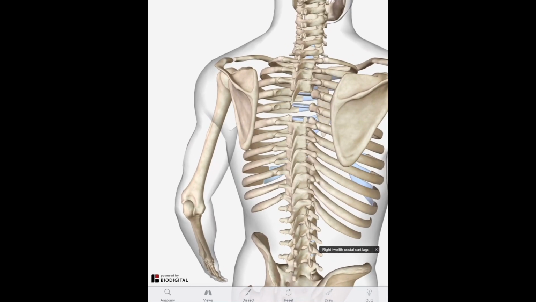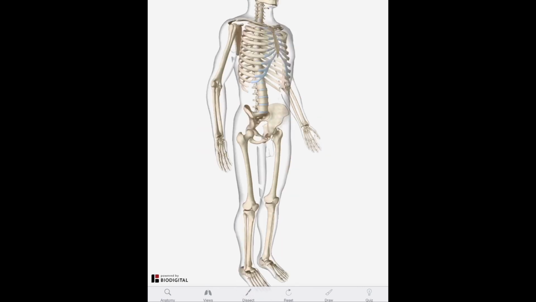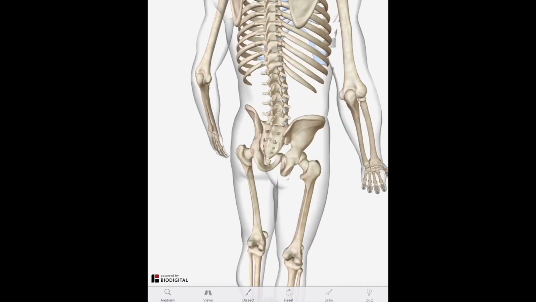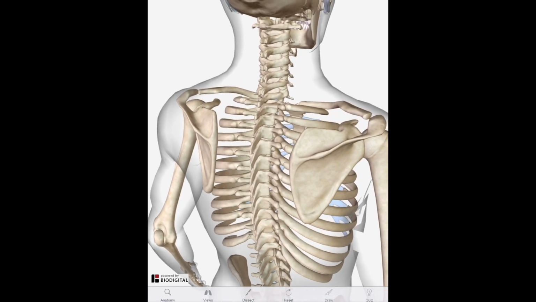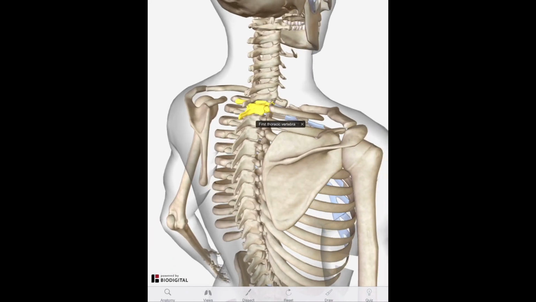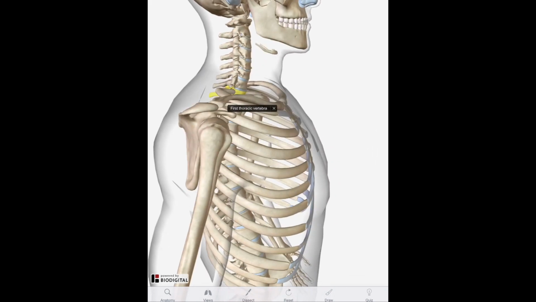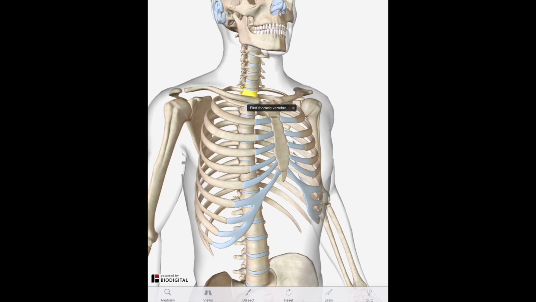Articulates means connection with the joint. So the first rib articulates with the first thoracic vertebra. Anteriorly, the upper 7 ribs, 1 to 7, articulate with the side of sternum through their costal cartilages.